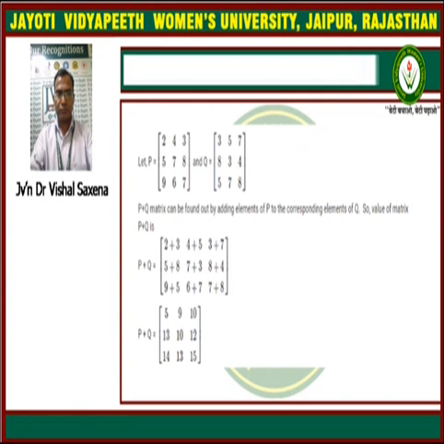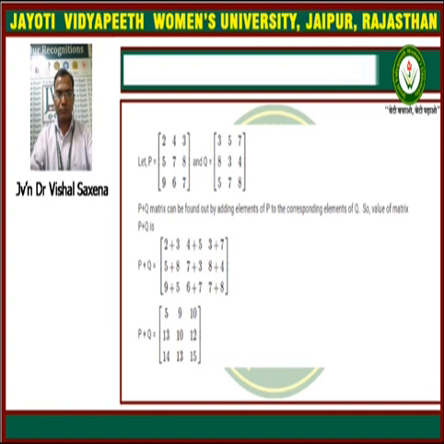For example, suppose we have two matrices P and Q consisting of some elements and the order of matrices P and Q are same. These are of order 3 by 3. Then how can matrix addition be done here? Simply P plus Q is written for matrix addition and it is equal to 2 plus 3, means just corresponding elements are to be added.